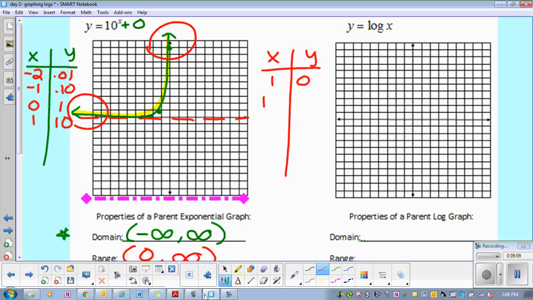1, 0, 10, 1. We'll use those two. I mean, you can use some of the decimals, but... So 1, 0, 2, 3, 4, 5, 6, 7, 8, 9, 10, 1.